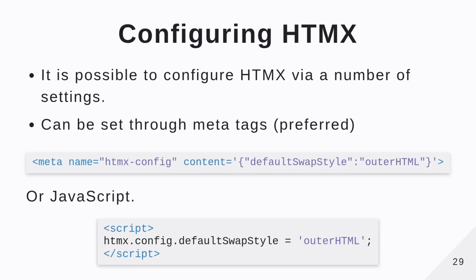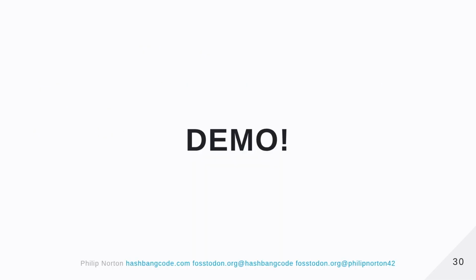I've got a demo of this in a second that I'll try to show, but just quickly, there's lots of stuff about configuring HTMX, and you can change how the default swap style works by changing the default swap style here. By the way, this changes everything about what HTMX does, so be careful with it, but I thought I'd tell you about this anyway.